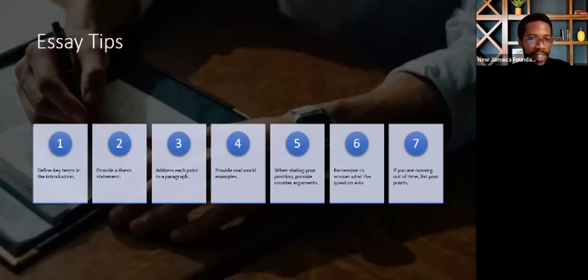You don't need to define things like what and the and it and so. Just highlight the key terms and then break those down. You tend to see maybe 1 or 2 key terms at most. So define your key terms. 2, provide your thesis statement.